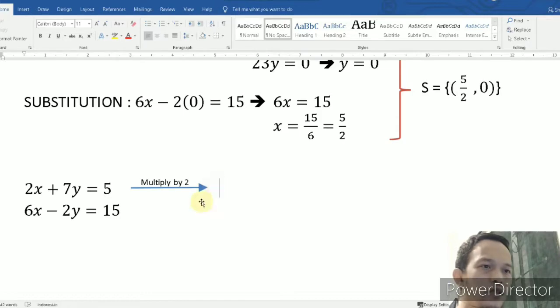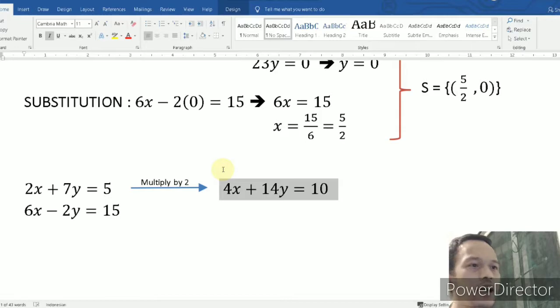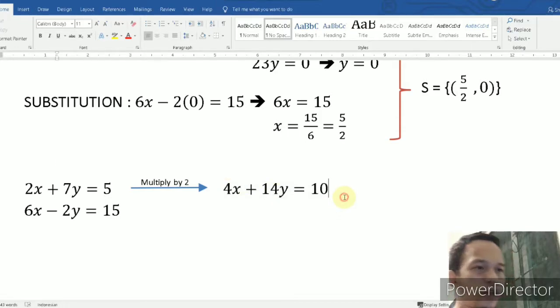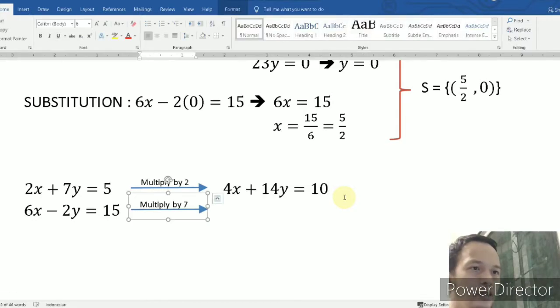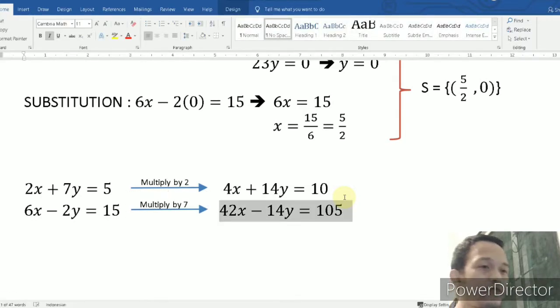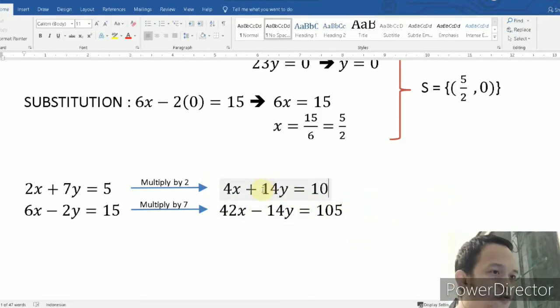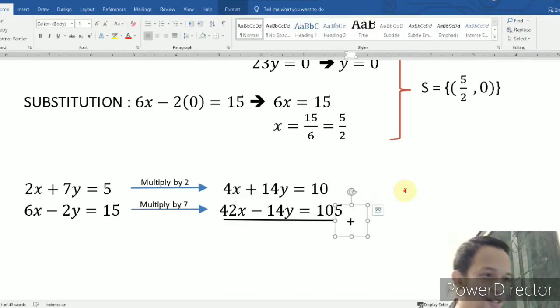So first, I will multiply the first equation by 2. The result will be 4x plus 14y equals 10. And then I will multiply the second equation by 7, so I have this equation. Since the coefficient of the y, regardless of the sign, is the same, 14 and 14, now I can eliminate the y by using addition.